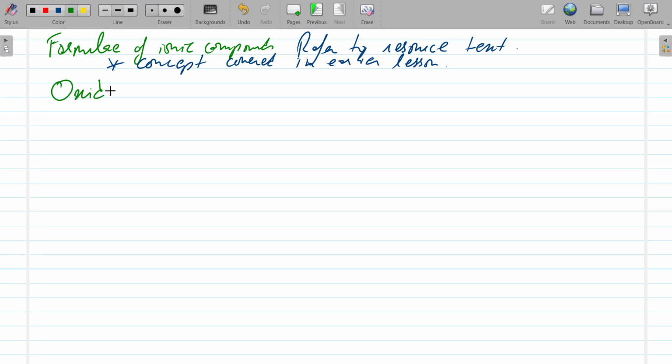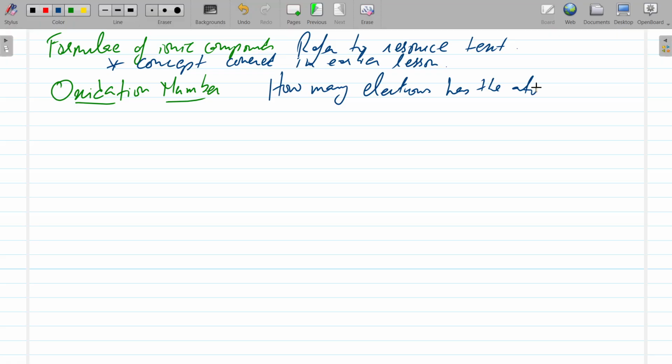So this is where we come into what I was talking about, another way of talking about oxidation and reduction. Oxidation number is basically how many electrons the atom has gained or lost.